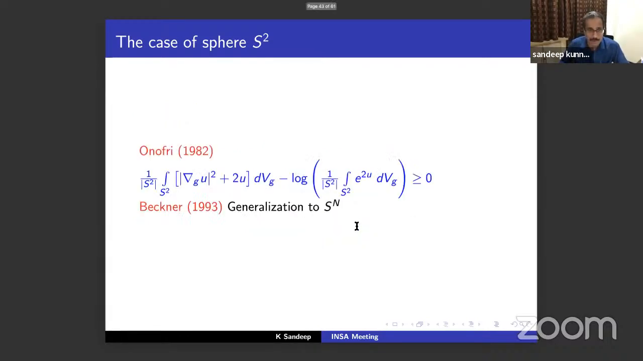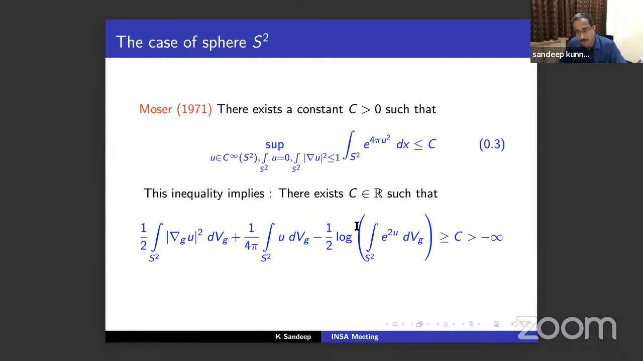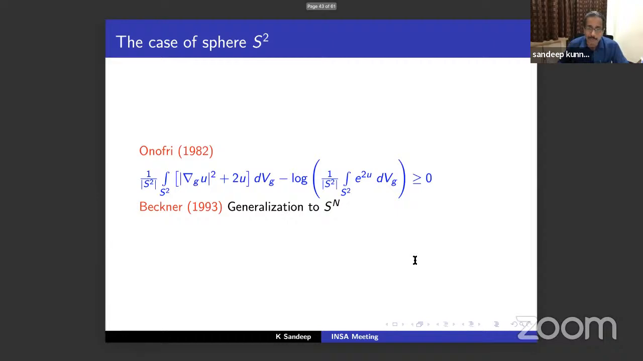this problem. So this is the inequality Moser proved, and the last line which I wrote, he proved there exists a C. A more optimal form of this inequality was obtained by Onofri, who was studying something from string theory, and that is where he obtained this kind of an inequality. And later on, this type of inequality was generalized to Sn by Beckner, and there are various forms and various generalizations of this inequality.